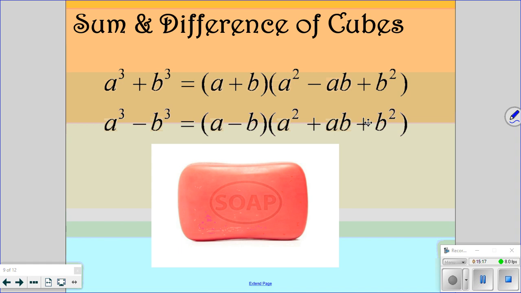So hopefully that helps you a little bit with the formula. You do have to learn these, and they're not going to be given to you. So make sure that you practice memorizing these two formulas.